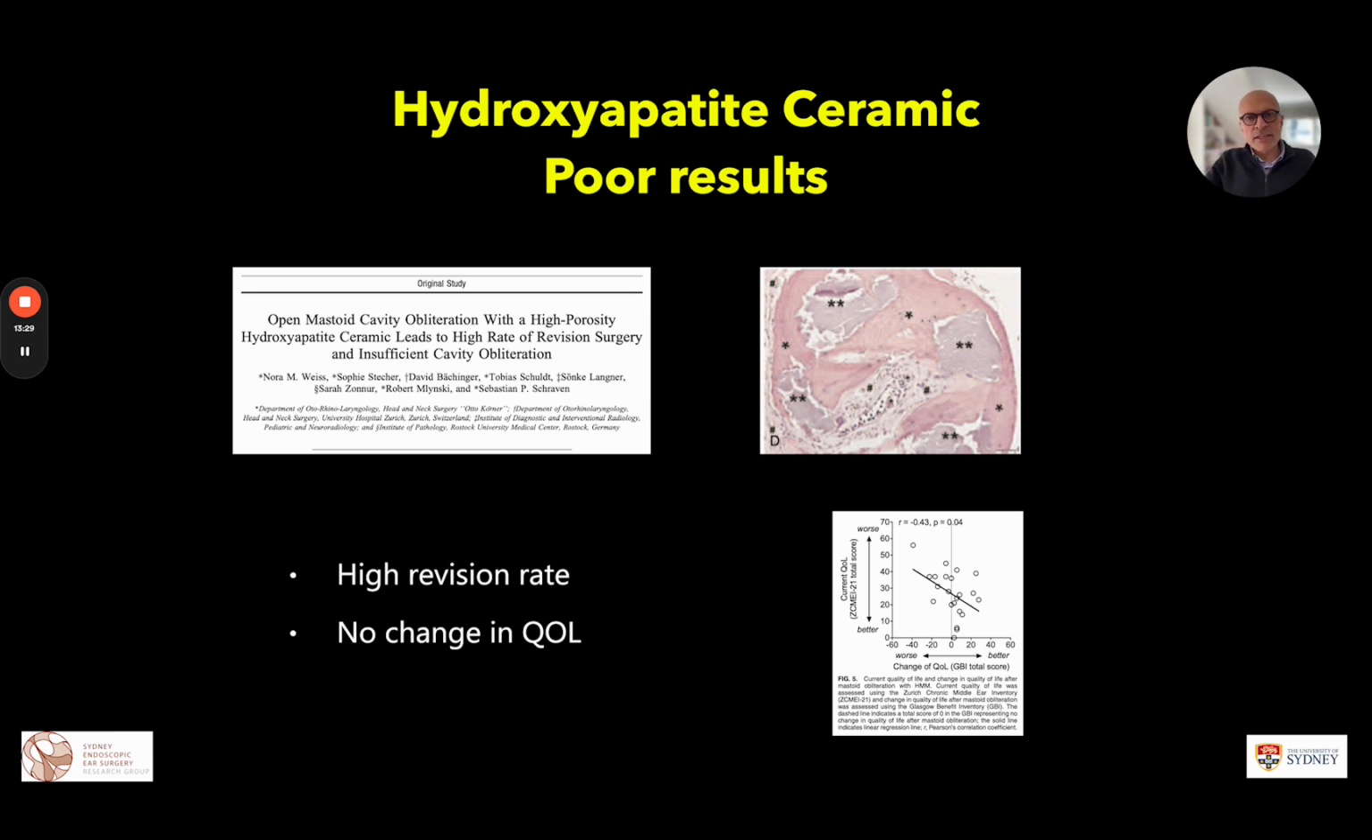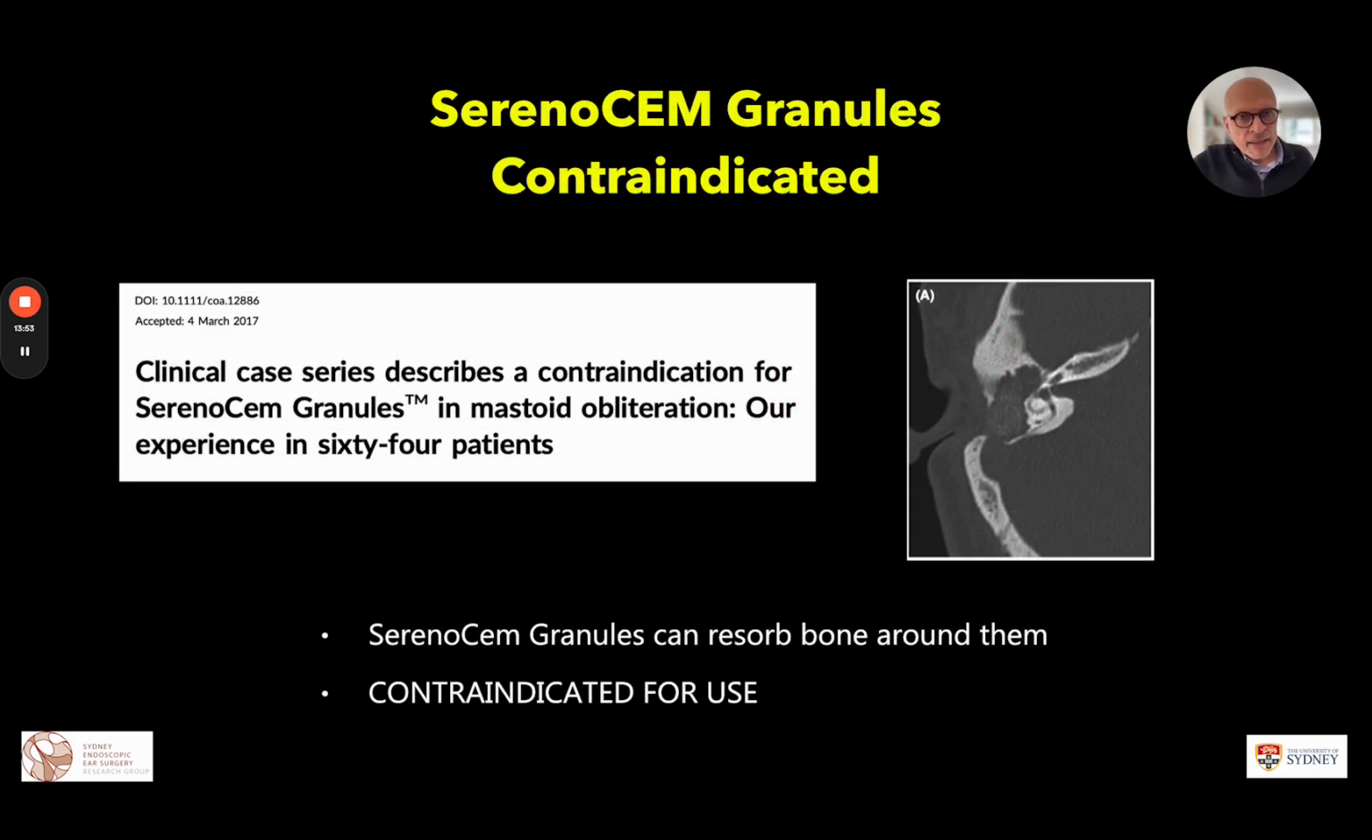We know certain artificial materials don't survive well at all, and hydroxyapatite ceramic has poor results. Here's some data published out of Germany as well as Switzerland, demonstrating that they had a high revision rate in their cohort of over 50 patients and no significant change in quality of life. So they've moved away from this specific material. So certain artificial materials we know we shouldn't use in obliteration. Here, ceranosem granules are contraindicated. This work, published in 2017, demonstrated resorption.